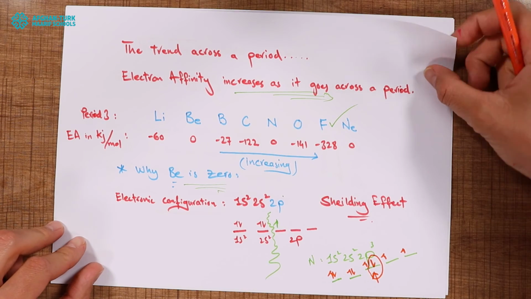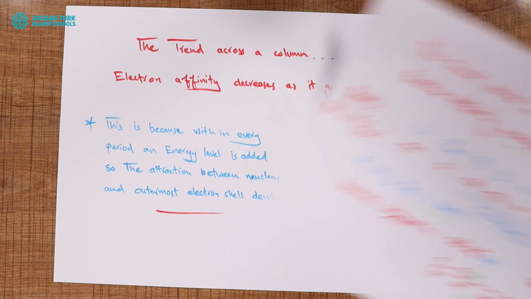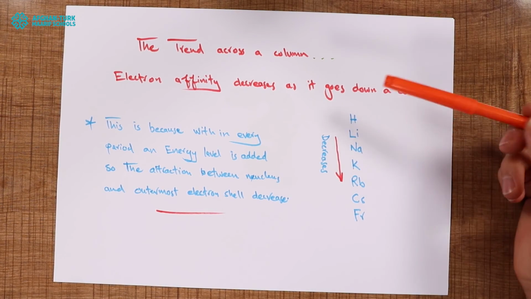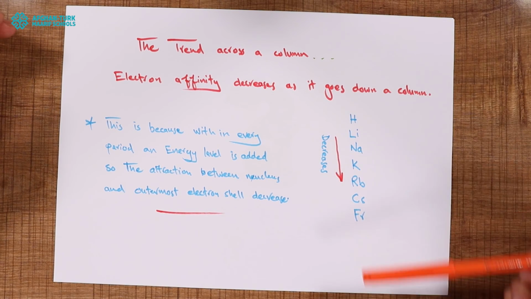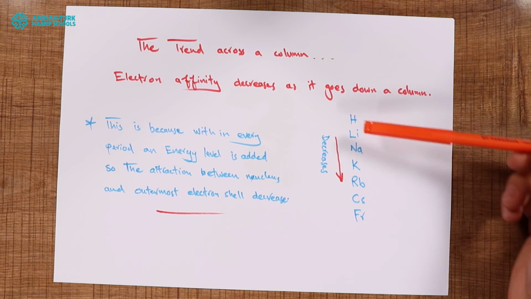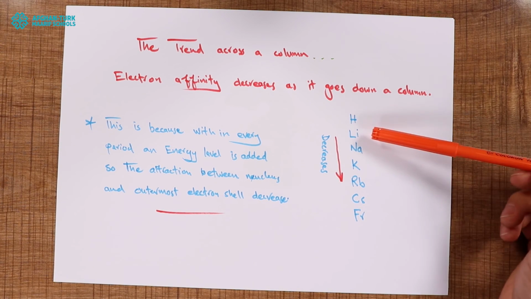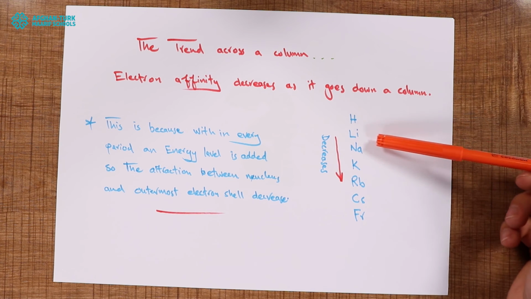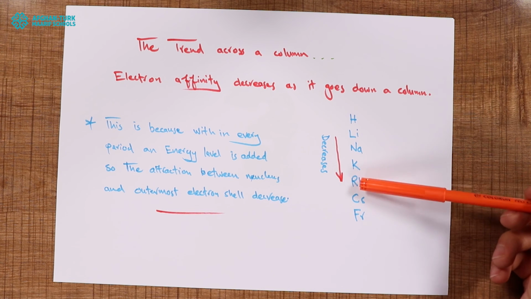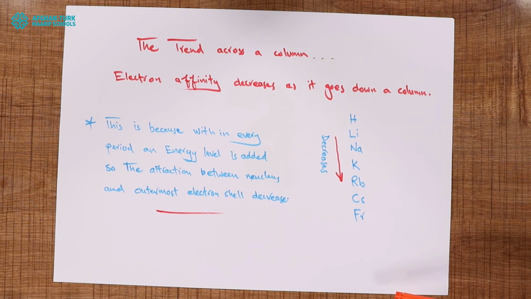Okay, now let's see what happens with the column. The trend across the column for electron affinity: as it goes down, the electron affinity decreases. What's the reason? We know that with every period, one shell will be added. Hydrogen, one energy level, 2, 3, 4, 5, 6, and 7. Francium will have 7 energy levels.